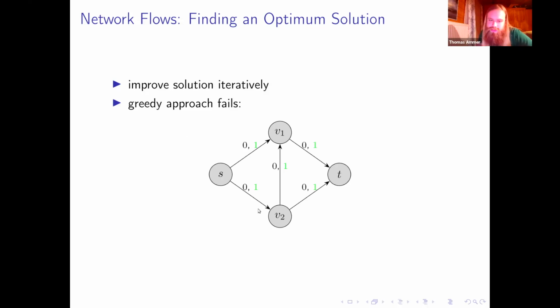So we search for a path leading from the source to the target, along which the remaining capacity is positive. And that would be such a path, for example. Okay, and now we send flow along that path. So let's send 1 unit of flow from S to V2 to V1 to T.